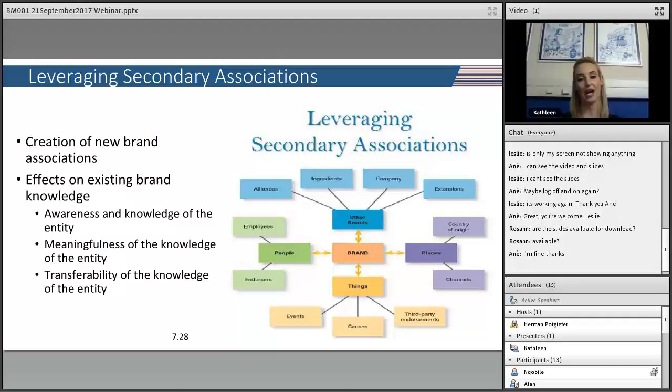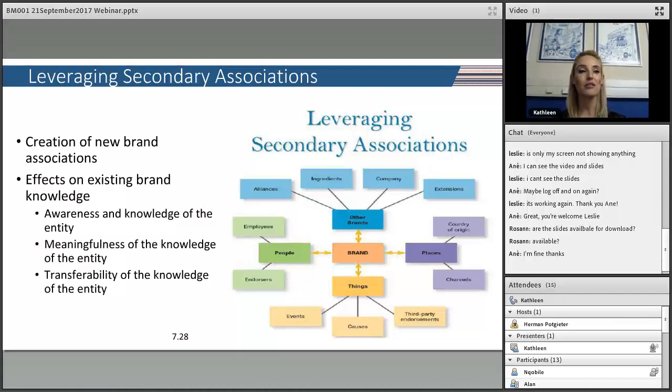perceive our brand. The third leveraging option that we have is to increase our brand equity by attaching ourselves to other things. These things could be events, like what we looked at with sponsorship. It could be causes, again what we looked at with sponsorship. And it could also come in the form of third-party endorsements.